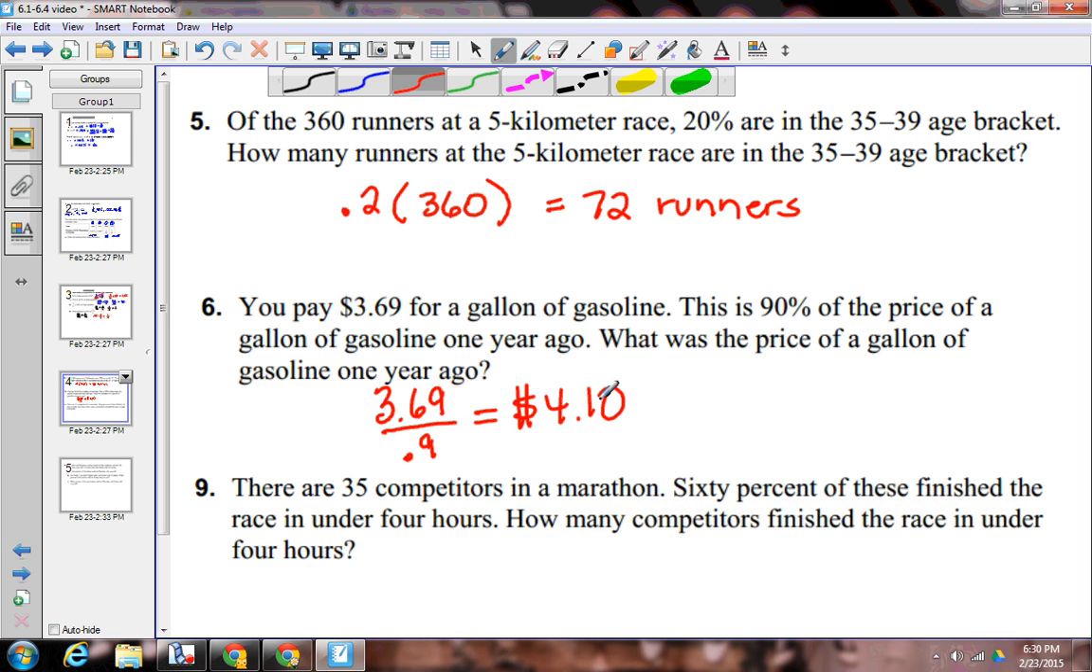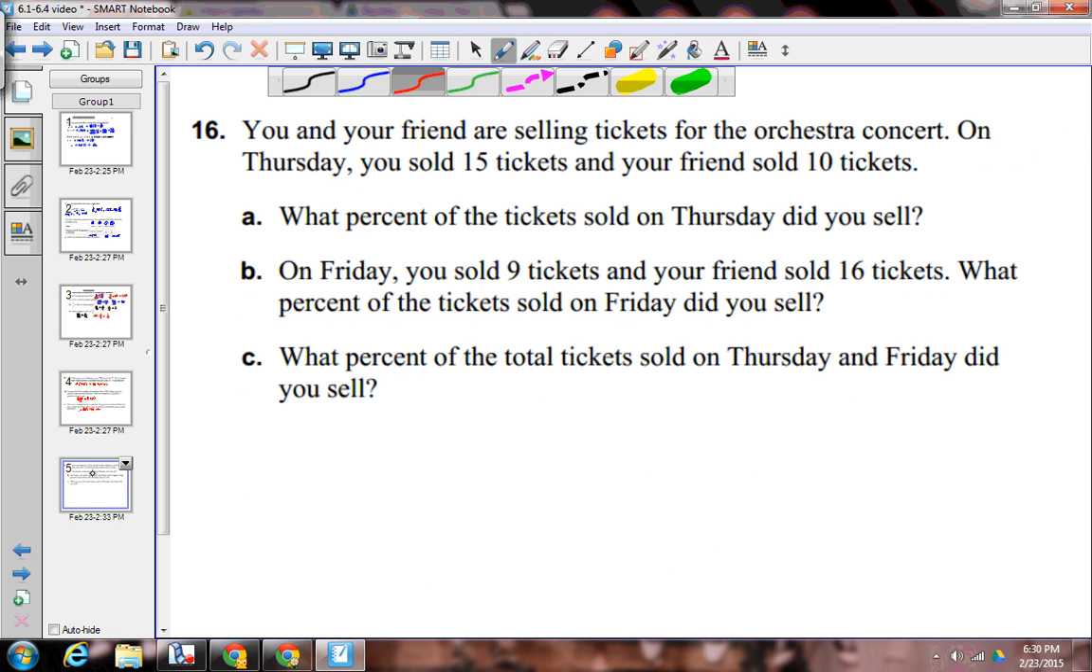And for number 9, we're trying to find the part of 35, so 0.6 times 35 would tell us that there's 21 competitors, I guess I would say competitors who are in that category. Okay, one more word problem.